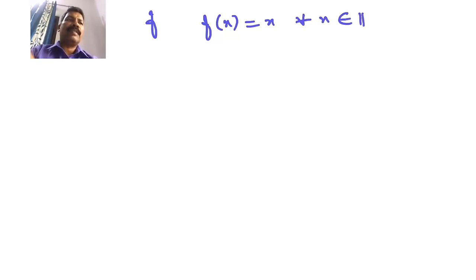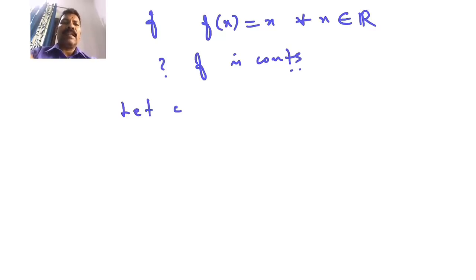Let us consider the function f, which is defined by f of x is equal to x for all x element of the set of real numbers. We know that this function is the identity function. We shall show that identity function f is continuous. So, let c be any real number.